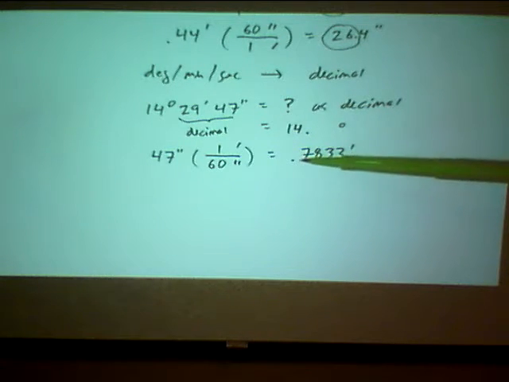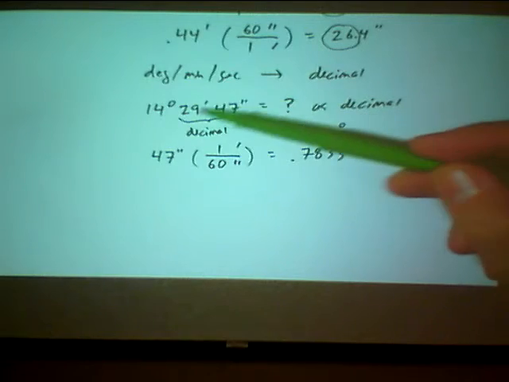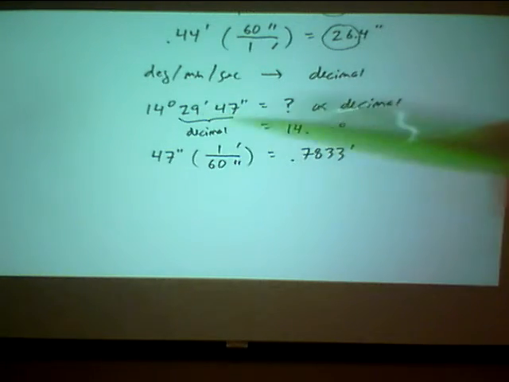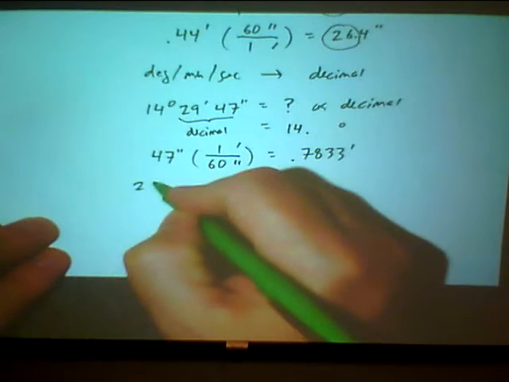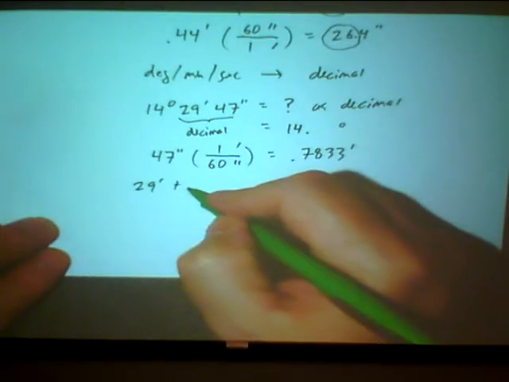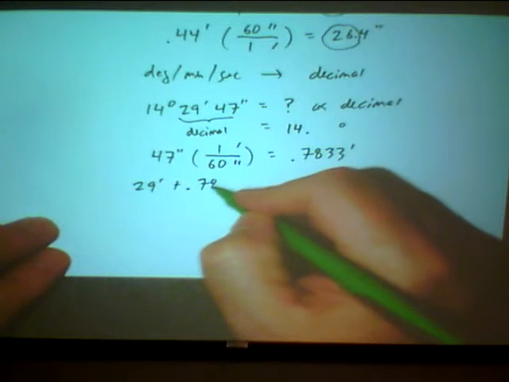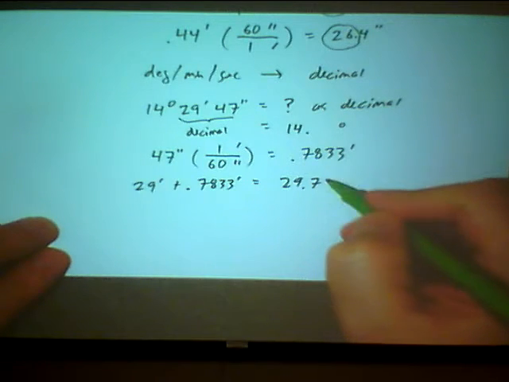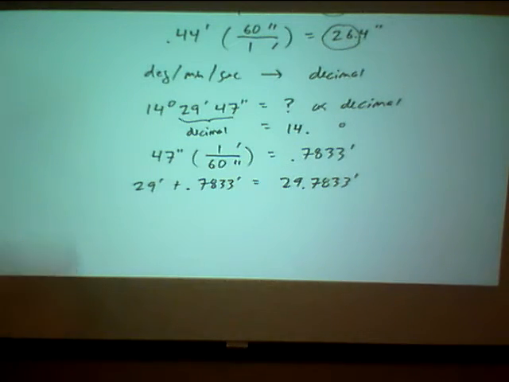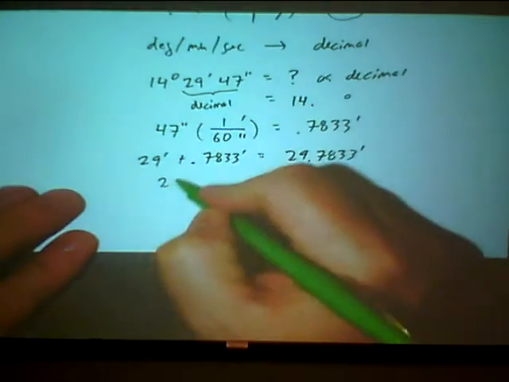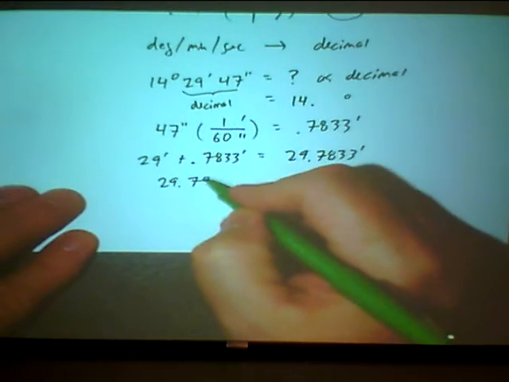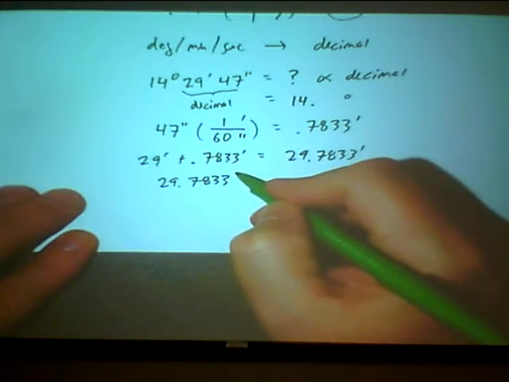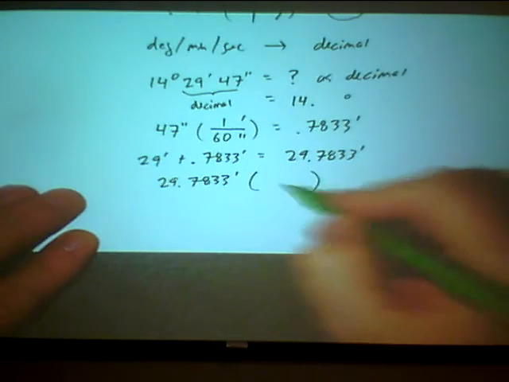Now I'm going to take this 0.7833 minutes and I'm going to add it to my minutes up here. So what I'm really doing is taking my 29 minutes and now I'm adding the 0.7833 minutes. So really what I have is 29.7833 minutes. And I now want to take this minutes number and convert it to degrees. So here's my 29.7833 minutes. Here's my unit fraction.